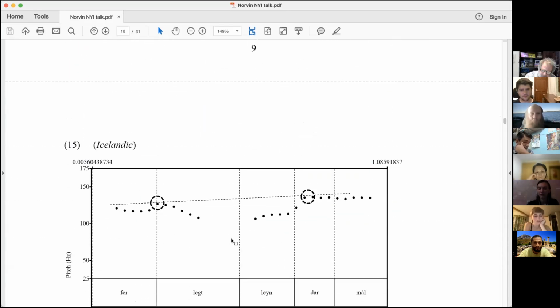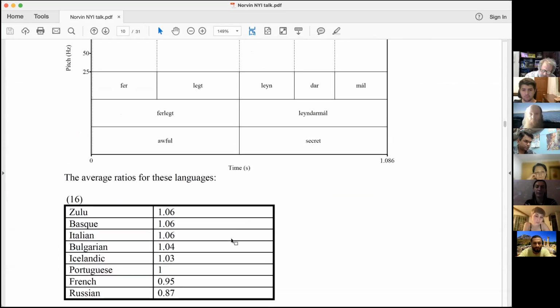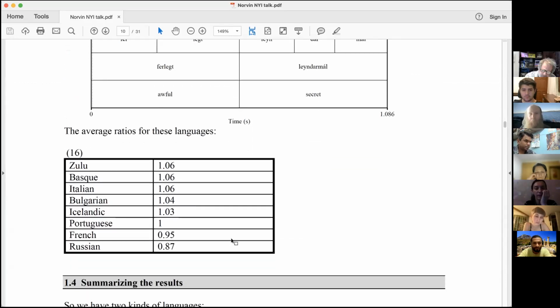In 15, I think I showed you Icelandic again. So here's an awful secret. You can see higher on the second word than it is on the first. So for these languages, we get the average ratios in 16, average ratios that hover around 1 or sometimes less than 1. You can see Russian is on the very far end of this. It's 0.87. I'll say more about that later.